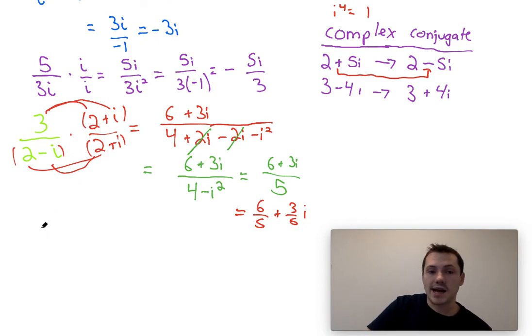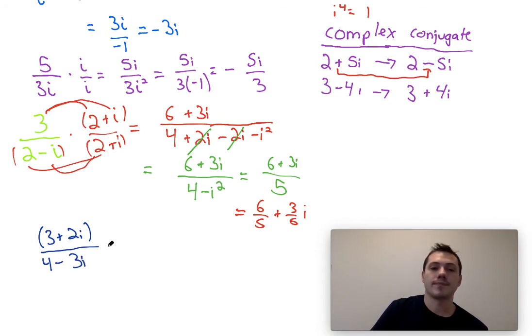And in this one, we're going to have i in the top and in the bottom. Remember, our goal is only to get i out of the bottom. So let's say we had this problem right here. What we want to do is the same thing we did last time, where we want to multiply both the top and the bottom by the complex conjugate. The complex conjugate of 4 minus 3i is 4 plus 3i.